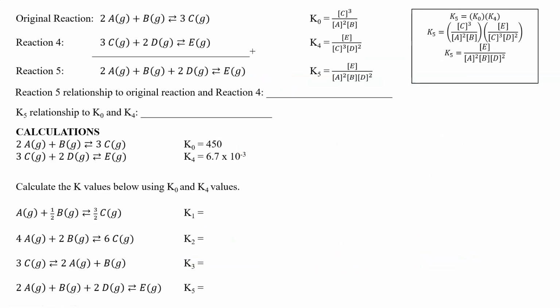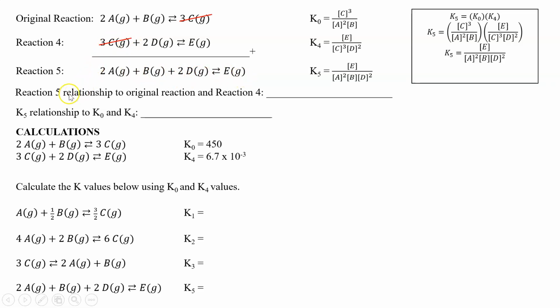All right, the original reaction again: we've got 2A plus B yields 3C, and we've got our K0 expression. Now we've got another reaction, reaction 4: 3C plus 2D yields E. Our equilibrium expression would be the concentration of E over C cubed D squared, which is what you see here. If we add those together, we get reaction 5. We just canceled out the 3 C's and we end up with 2A plus B plus 2D yields E.